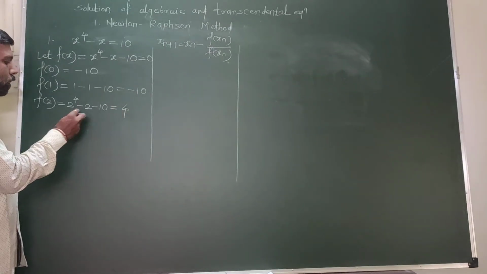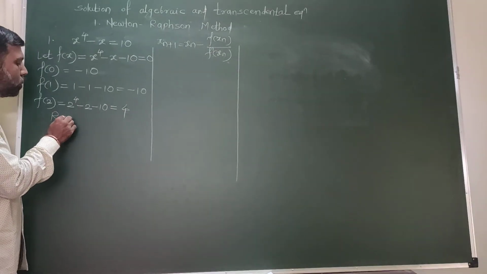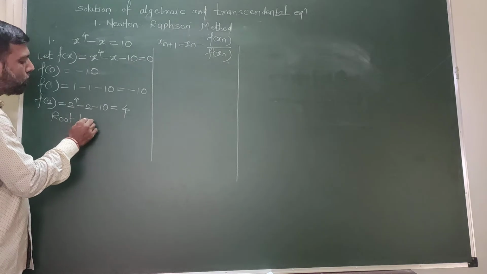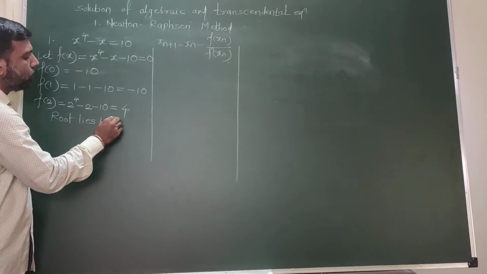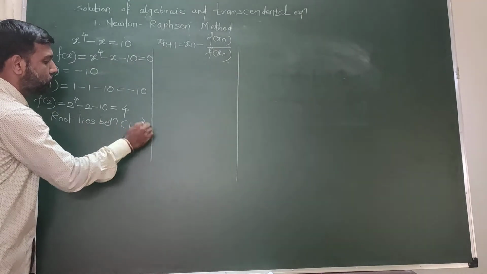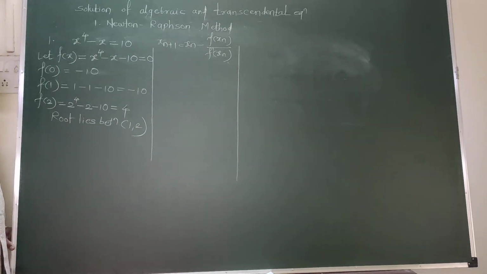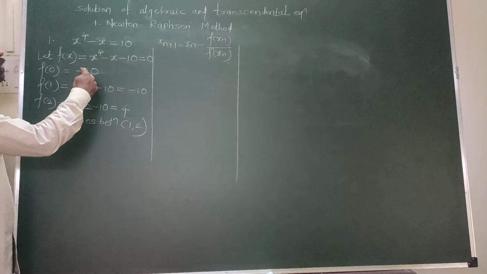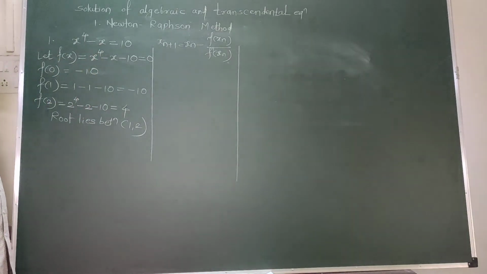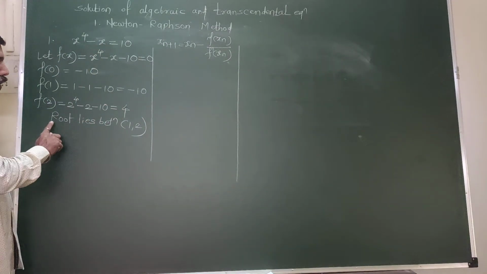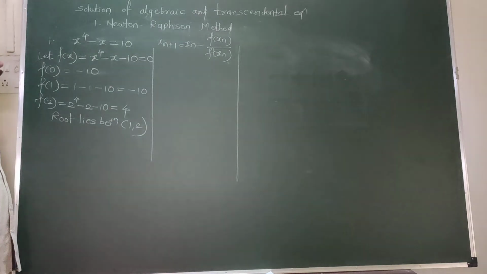Now at this step, we claim that the root lies between 1 and 2. So this is our interval, 1 and 2. In this interval, one root lies. Now we'll discuss what that root is.